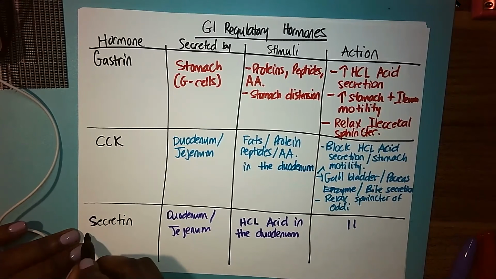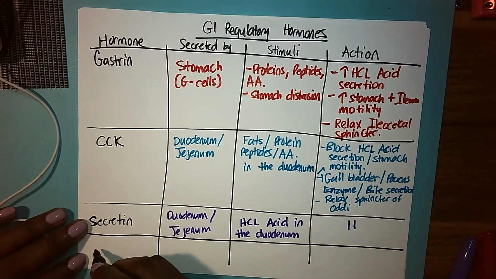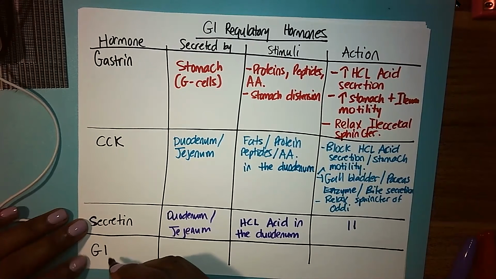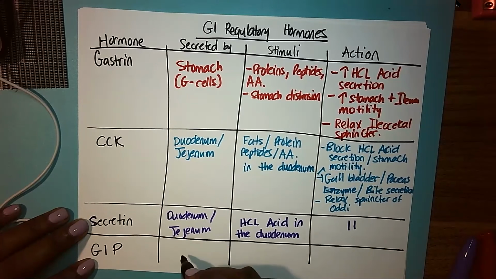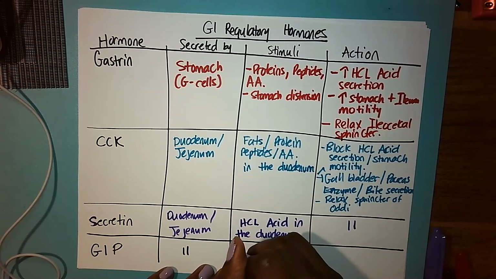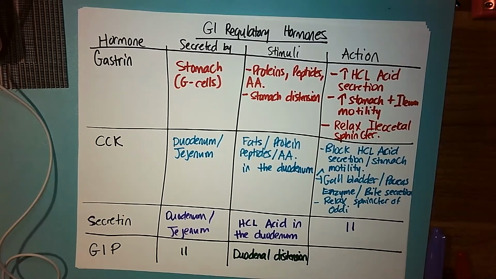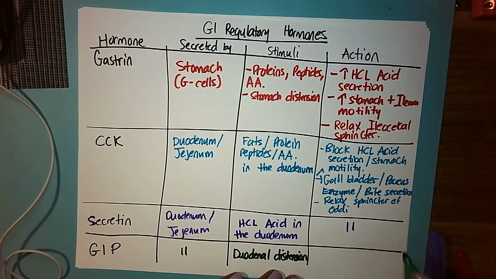And then the last one that I'll squeeze down here, we didn't talk about this too much, but we did mention it, so I'll go ahead and put it here. This is GIP, glucose-independent insulinotropic peptide, and that is secreted by the duodenum and jejunum as well. The stimulus is duodenal distension. And the action is to inhibit acid secretion and motility.